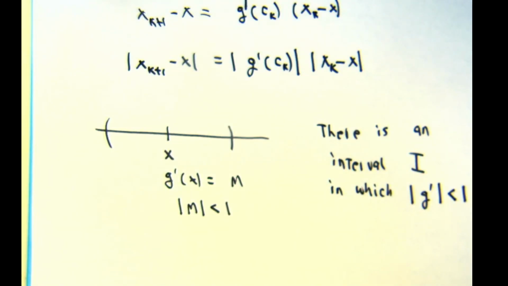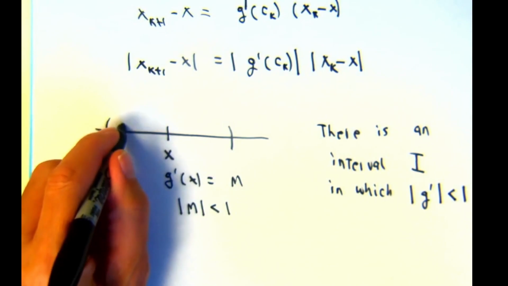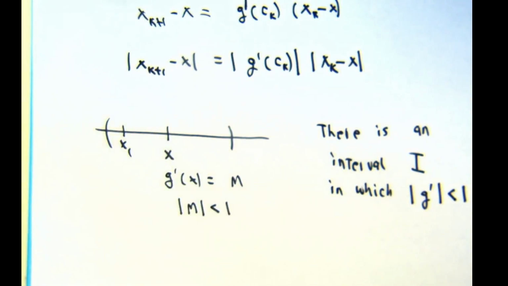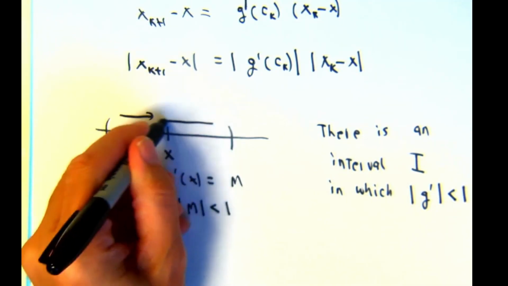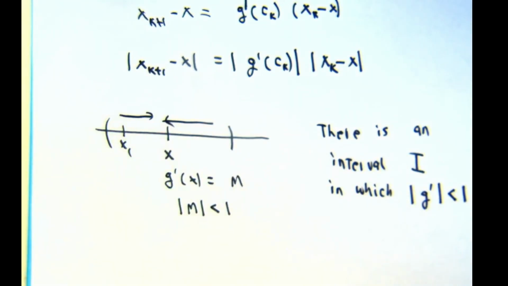What that means to me is that if I pick my x1 within this interval and do a step of the fixed point method, I'll get x2, which will be closer to x than x1 was. Then I repeat this process, and it's like reeling a fish in. If the absolute value of the derivative never gets bigger than 1, it's going to be like the iterates are magnetically attracted to the fixed point, and things will go our way.